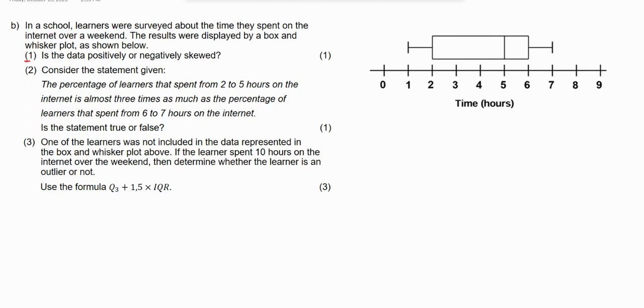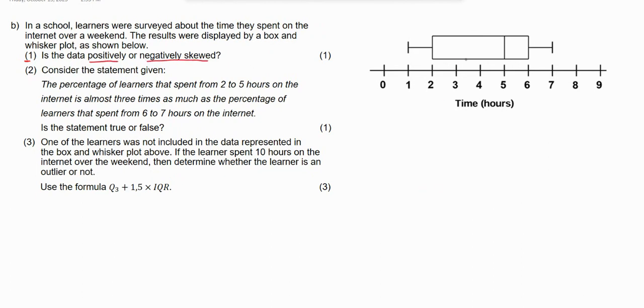In a school, learners were surveyed about the time they spent on the internet over a weekend. The results were displayed by a box and whisker plot as shown below. Is the data positively or negatively skewed?